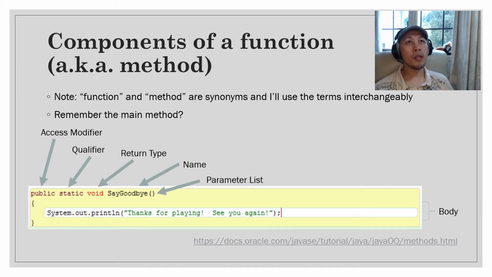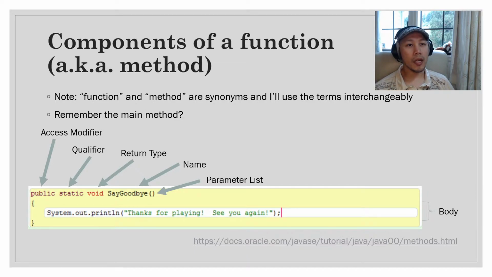All right, so let's get into it. The basic components of a function. You'll also hear me say method. Function and method are actually synonyms, or at least as far as I'm concerned, and I'm going to use the terms interchangeably both in my current episode, future episodes, as well as when I'm teaching. So previously, I talked about the main method.